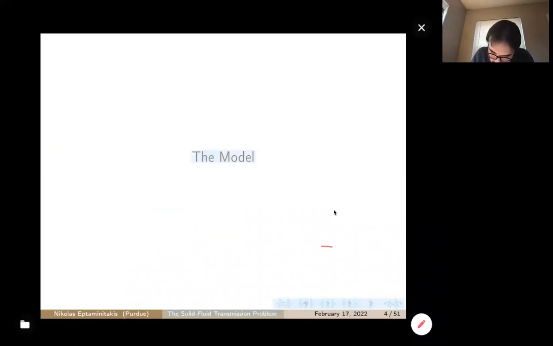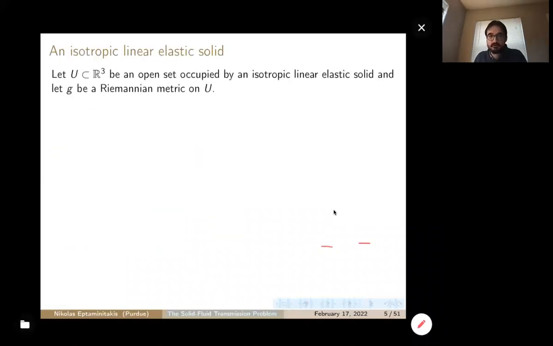Okay, so starting with the model. Let's start with our assumptions for our solid. We're going to assume that we have an isotropic linear elastic solid, so we're within the realm of linear elasticity. Let's start without making any reference to how a solid will interact with a liquid. Just look at U, which is an open set, and we have our isotropic elastic solid occupying it. And let's assume that we have a Riemannian metric on U, which is going to function mostly as a device to change coordinates later. If you prefer, you can think of it as the Euclidean metric.